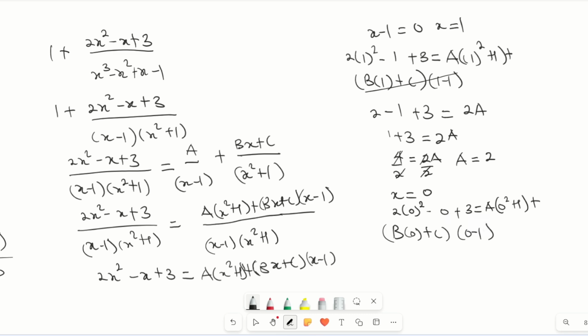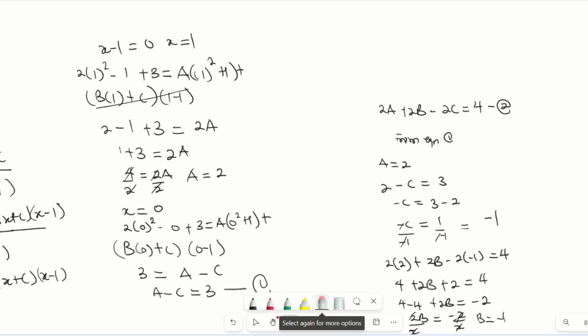So in this case, this side, we are going to have 3 here, and that will be equal to, this side is going to be A, right? And then we'll have C multiplying negative 1, so A minus C, right? So it means that we have A minus C equal to 3, right? So now that we have A minus C equal to 3, we can let this be equation 1, right? So this can be equation 1.